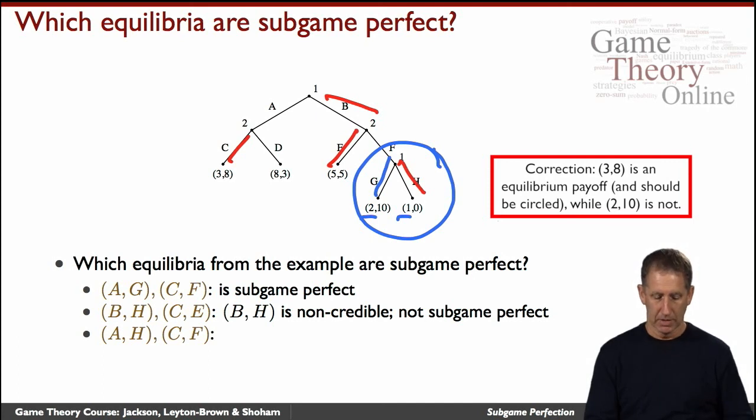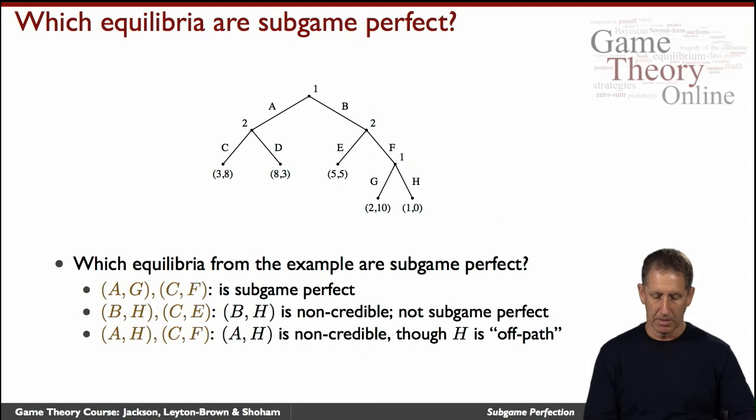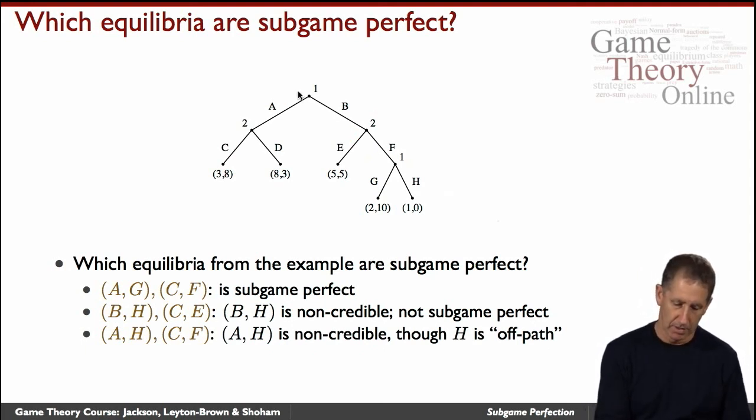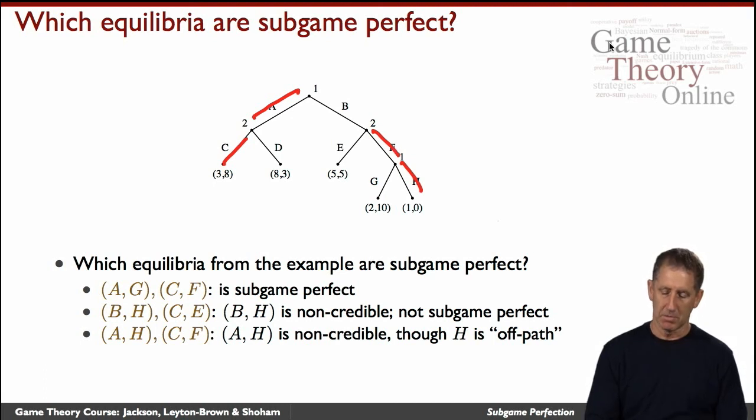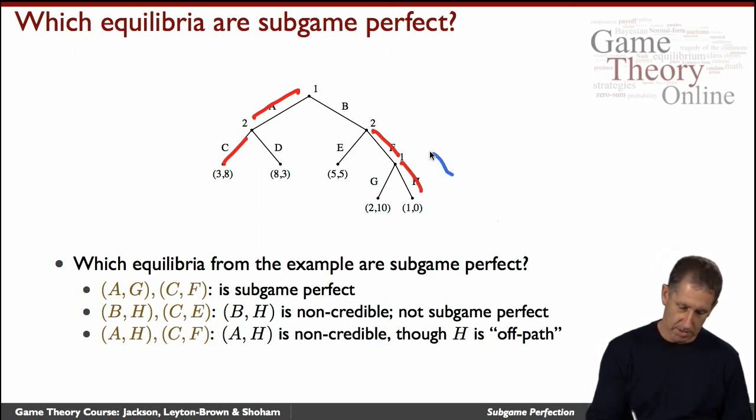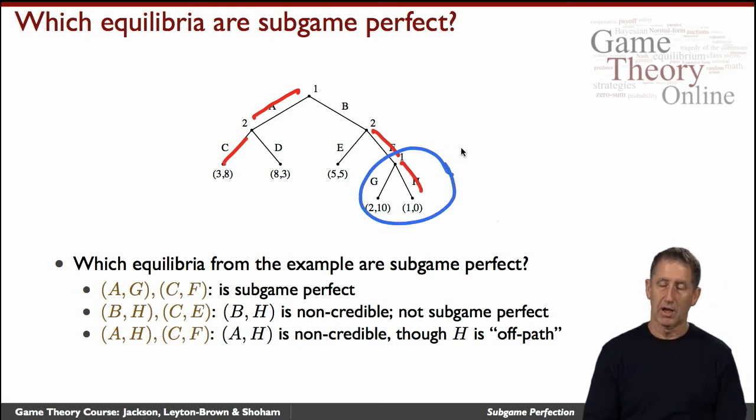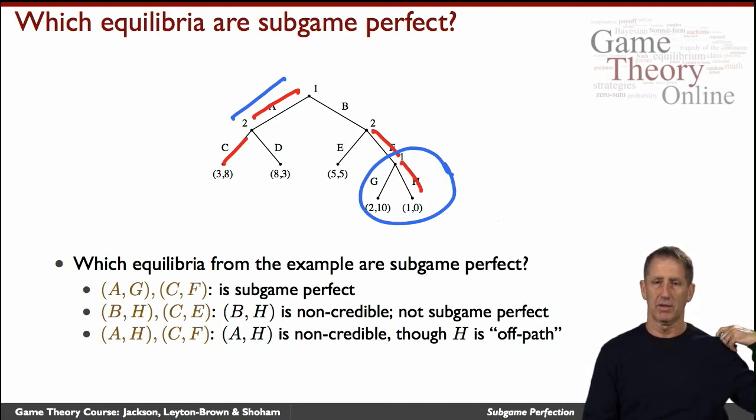And in fact, for the same reason, AHCF will not be subgame perfect. Let's write down what AHCF is. You can check that it's a Nash equilibrium, but it is not subgame perfect. Again, this subgame here allows for a profitable deviation on the part of player 1. So even though it's what's called off path, even though player 1 makes sure that he never gets to visit this node by going down here, even so, it's not subgame perfect because had he gotten here, he would not have done what he claims he would have done. And that gives us a good sense for what a subgame perfect Nash equilibrium is.